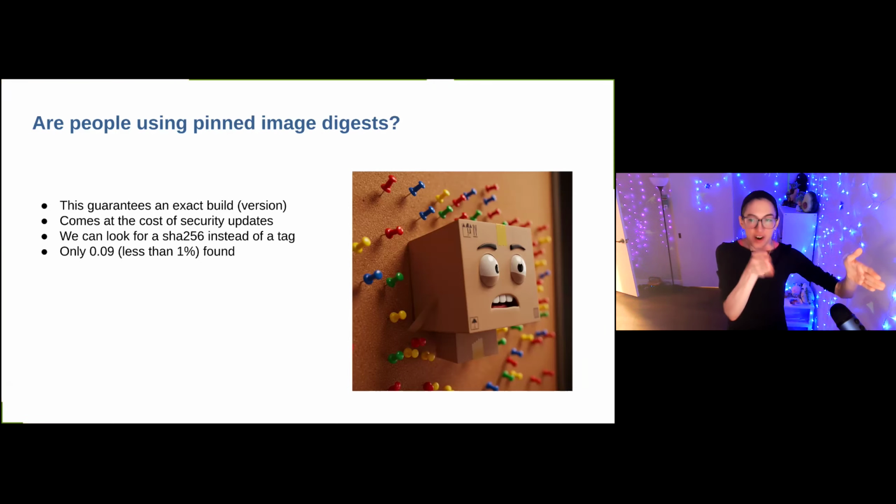And then probably a version is somewhere in the middle. So this does guarantee an exact build, but the trade-off is that you may lose, for example, security updates. So I think a more reasonable approach is actually to choose a version tag, which typically will get security updates and that kind of thing. So in order to find this, we needed to look at the SHA-256 instead of a tag. And this is a very uncommon practice. This is less than 1% of entries in our database.